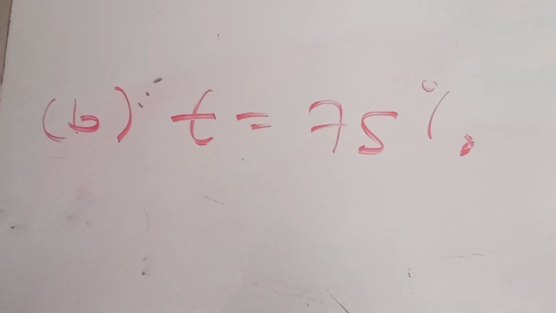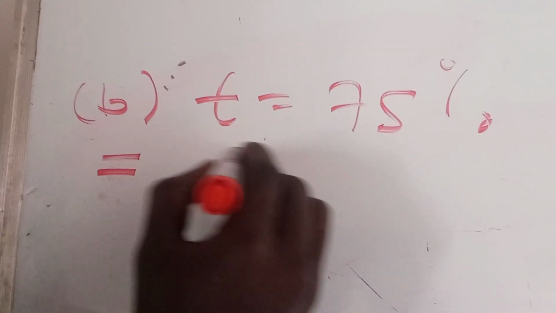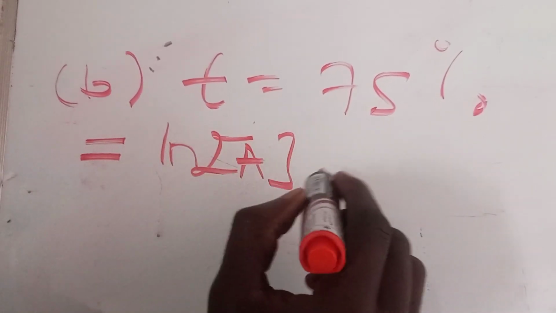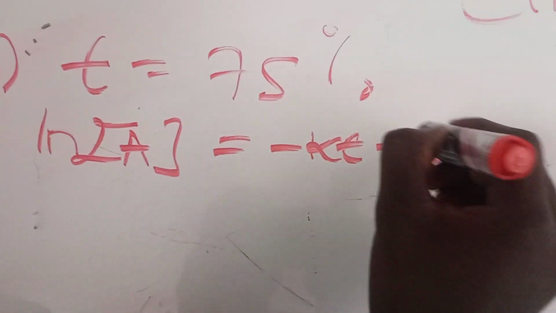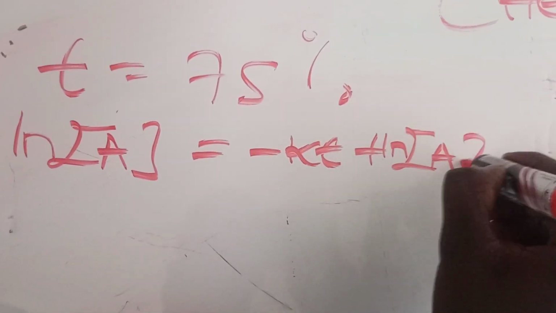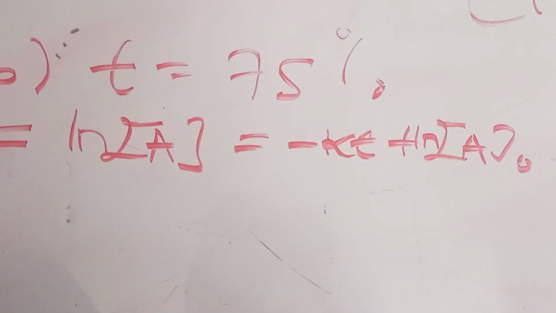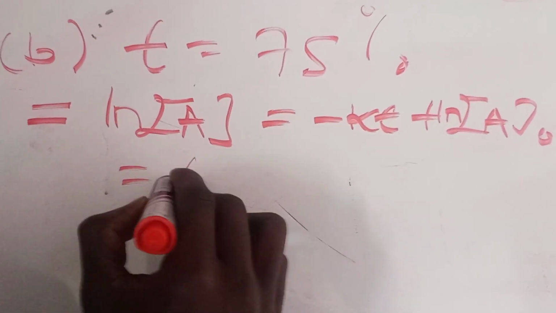So what I'm going to do, since it is a first order reaction, is utilize the integrated rate law formula, which is ln of the concentration of A is equal to negative KT plus the ln of the initial concentration of A. As usual, in this case I'm possibly looking for the value of K or the value of T.